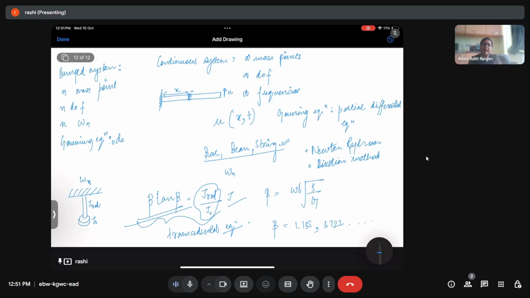So that is how we analyze the continuous system, right? We solve these transcendental equations, find out the probable values of frequencies, and then get the mode shapes corresponding to them. I hope it is clear.